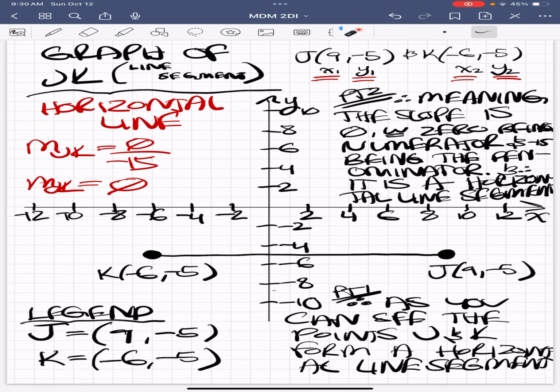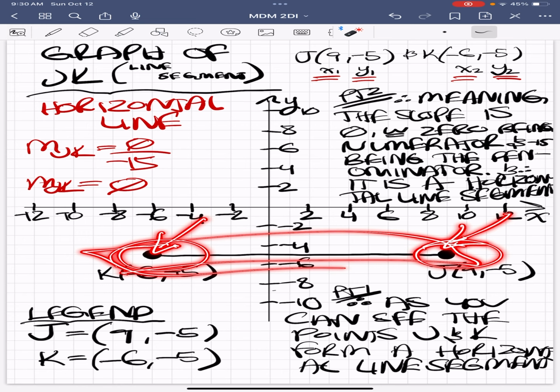So, as you can see, the points J and K form a horizontal line segment, meaning the slope is 0, with 0 being the numerator and -15 being the denominator, and therefore it is a horizontal line segment. As you can see, we have K documented here, and J documented there, and it's a horizontal line segment.